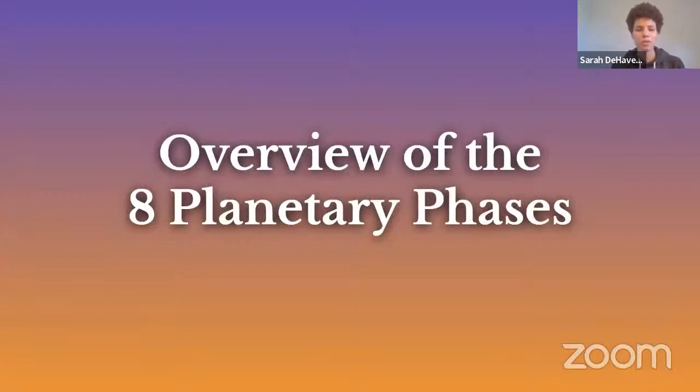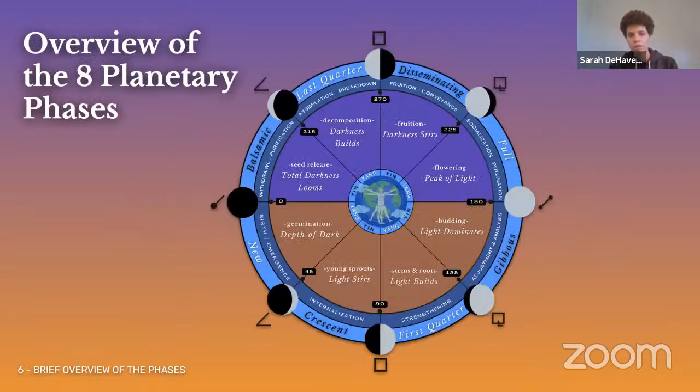The overview of the 8 planetary phases. Yes, so let's just do it real brief and then we're going to go deeper into it, okay? The new phase is a germination phase. Its keywords are birth and emergence. It's very much literally the new phase, right? This is the depth of the dark. If we look at the moon as a metaphor for the planetary phases, what we see here is there's no light at this point. It's starting to build, but it's kind of hard to see in the new phase.